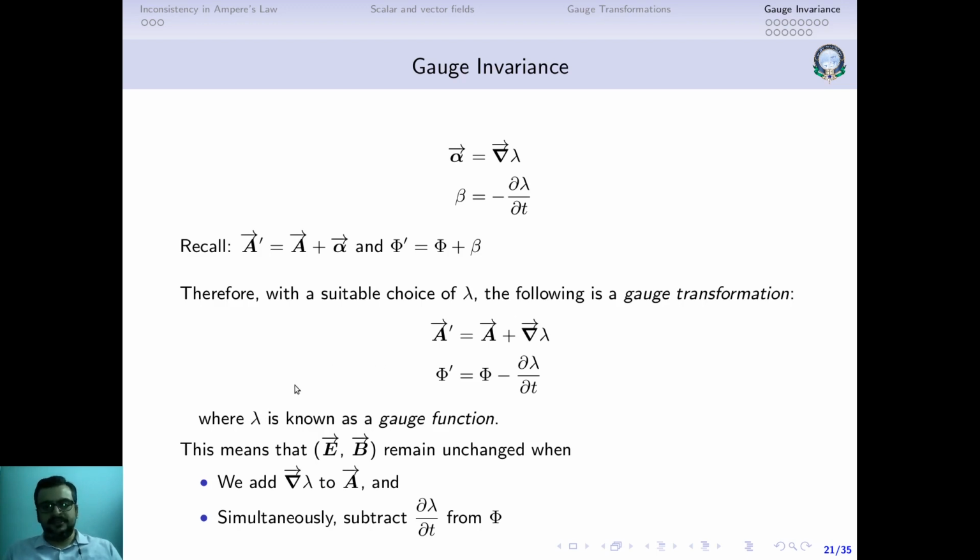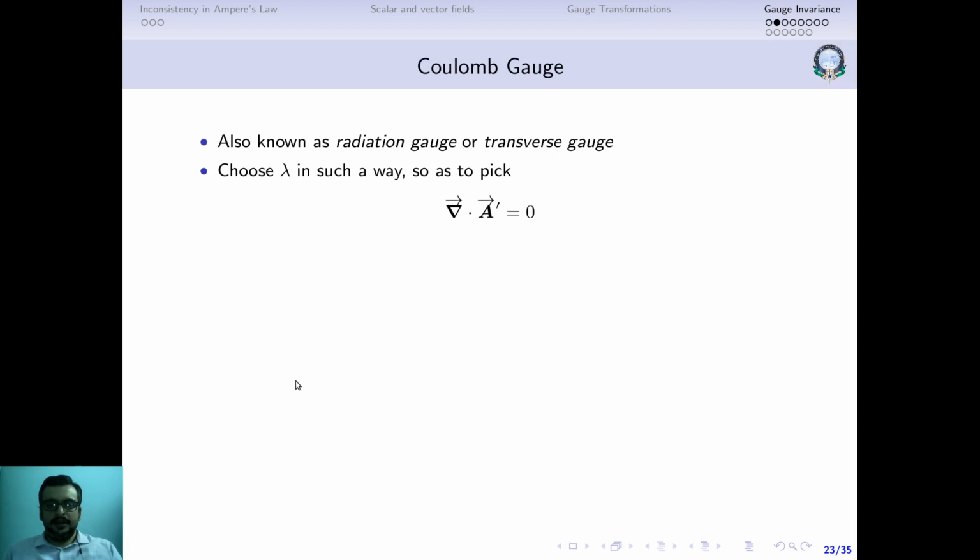These are two different gauges that we'll be studying now. We choose this gauge function lambda in such a way that the divergence of the new vector potential is 0. If the divergence of the vector potential A prime is 0, A prime is nothing but A plus gradient of lambda. So the divergence of A plus the divergence of the gradient of lambda must be 0.